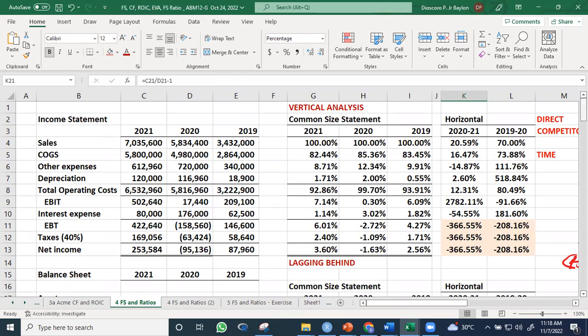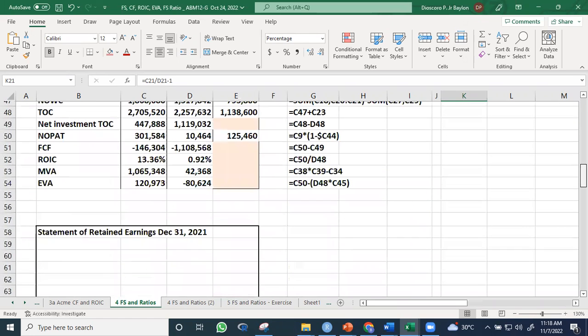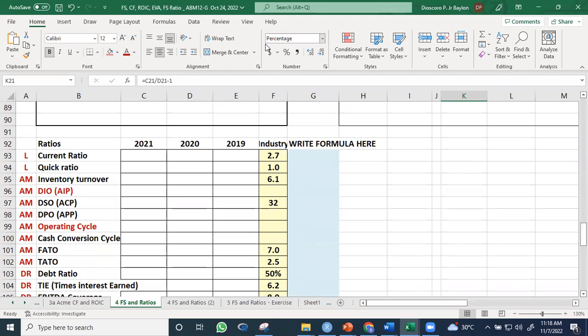All right. So let's proceed. We already did the cash flow statement. Okay. And now we go to ratios. Okay, thank you, Jenna. Sige.